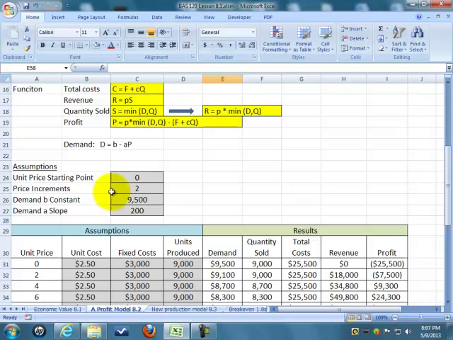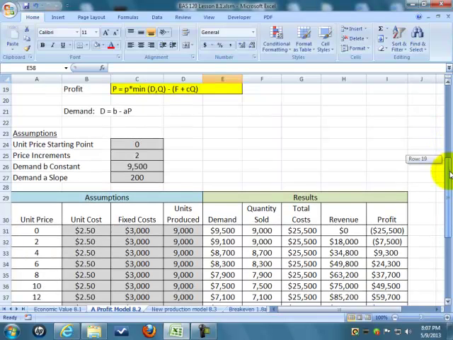So here are my assumptions. I've again started with a unit price and a starting price increment, so we can look at the impact on our profit at different price levels. We've given you our demand function, the slope of the demand function, and an assumption for the constant for the demand function. Down here I've added other assumptions. Notice I've just locked in on these assumptions and pulled them down. Unit cost, I made an assumption of 250, fixed cost 3,000, and units produced 9,000.